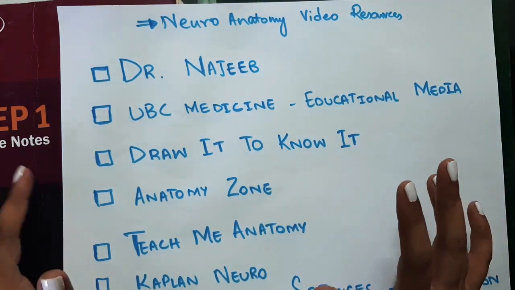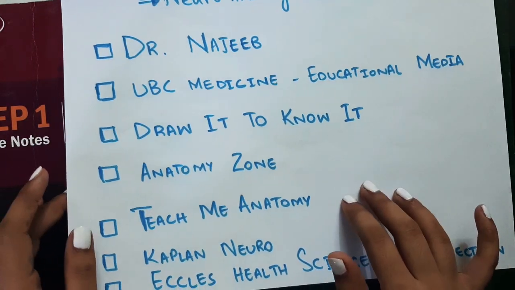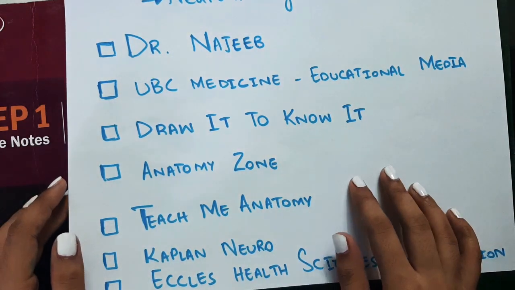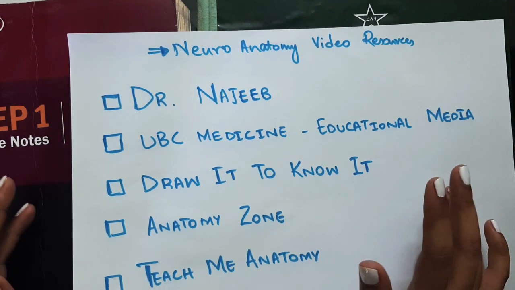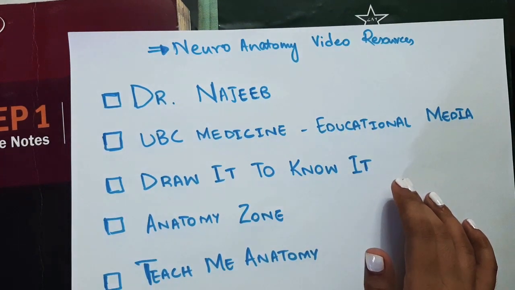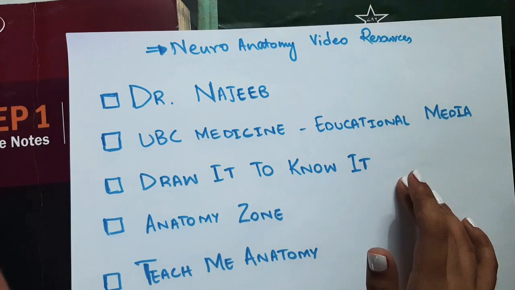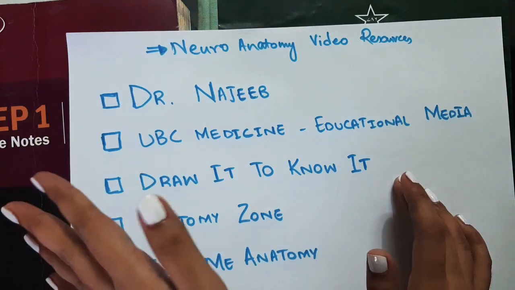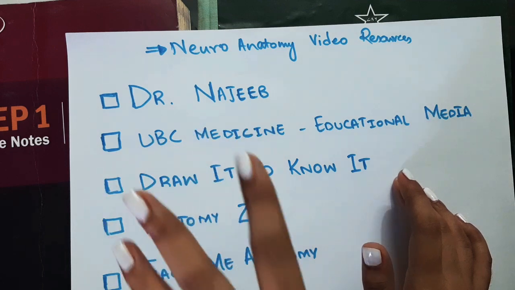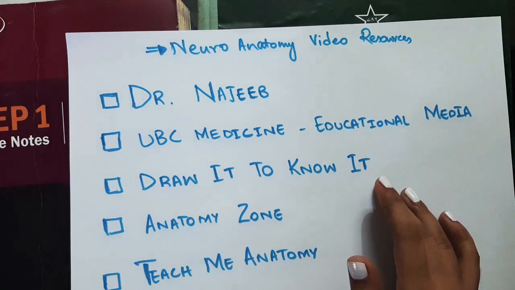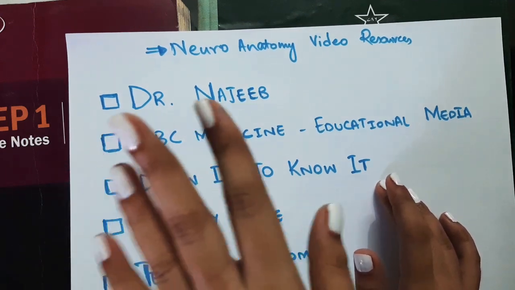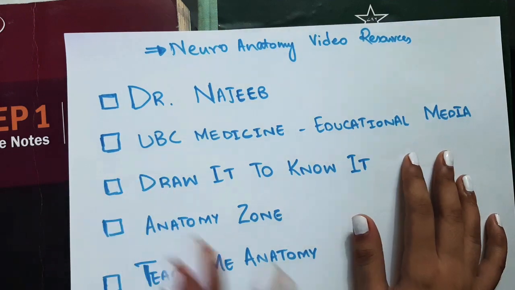These are the video lectures that I followed for my neuroanatomy classes. I'll go through them one by one and you can then pick and choose whichever video lecture series you like. The first one is of course the Holy Grail, Dr. Najib. Dr. Najib has a tremendous amount of information in his video lecture series on neuroanatomy. He does a great job in it. He explains everything in detail and just amazingly. So if you don't want to use anything else, you can easily use just Dr. Najib and pass the entire course with great numbers.